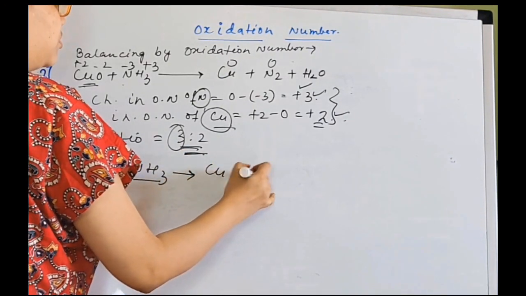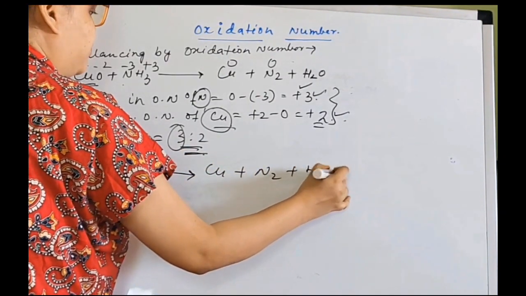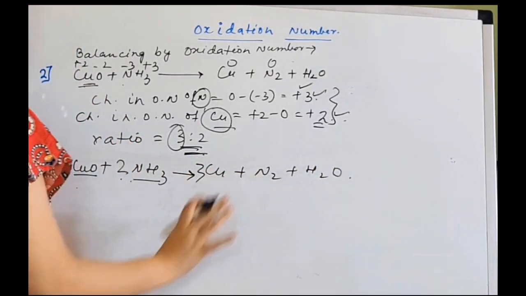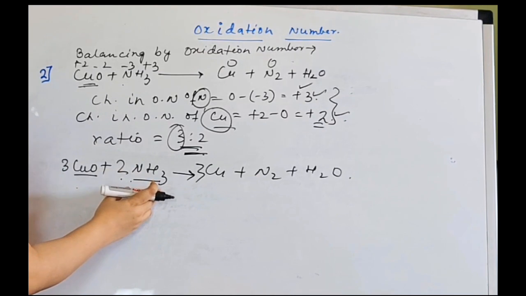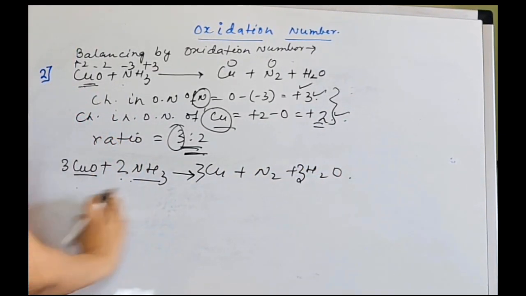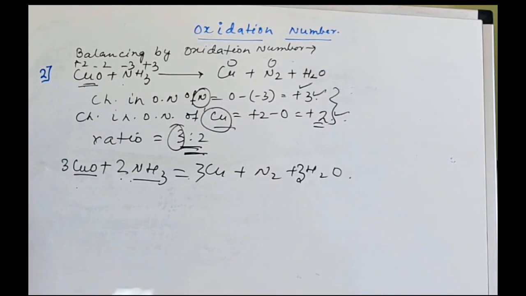Likewise, we get Cu plus N2 plus H2O. Now you can balance it easily. 3CuO, that means 3Cu, N2, here it is balanced, and 2 NH3. So here you get 3H2O. Now everything is fine. This is all about the oxidation number video.